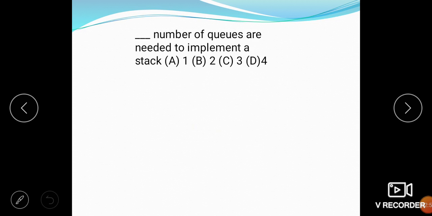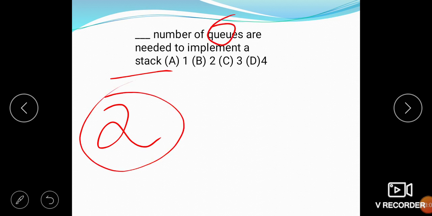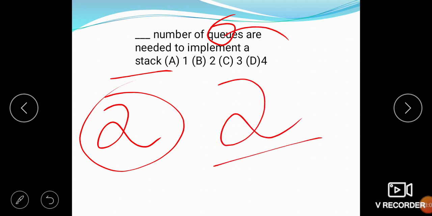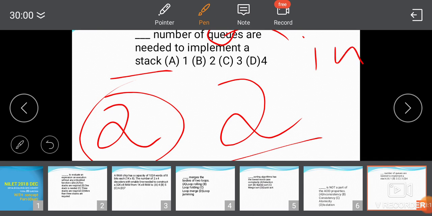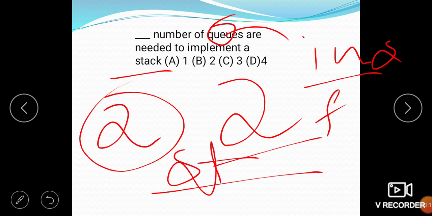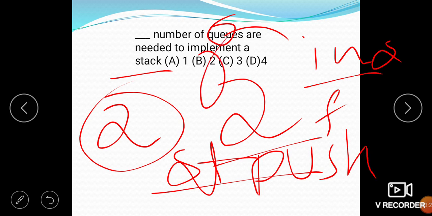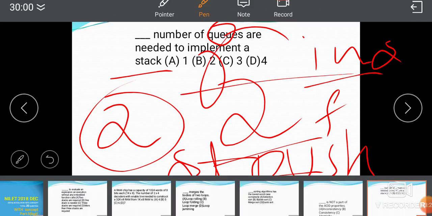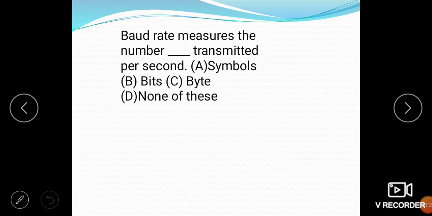Now next is the number of queues to implement a stack. So we use two queues. If the question asks the number of stacks needed to implement a queue, at that time also the answer is 2, because we all know that in queues insertion and deletion are performed at the front and rear ends, and stack operations are push and pop. So here you can see two operations are performed. For this reason we need 2. So the answer is 2.